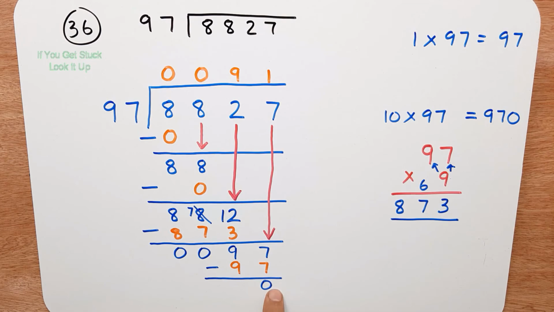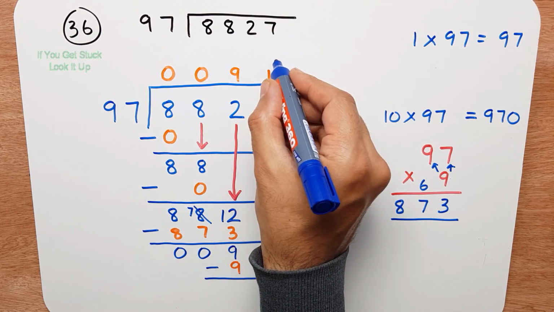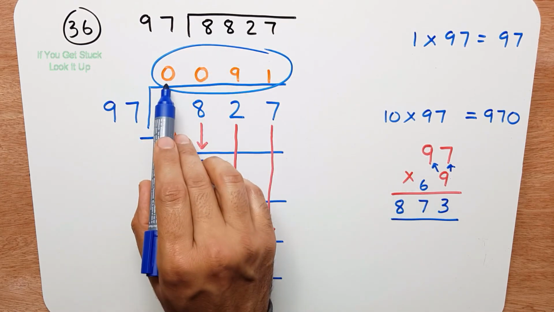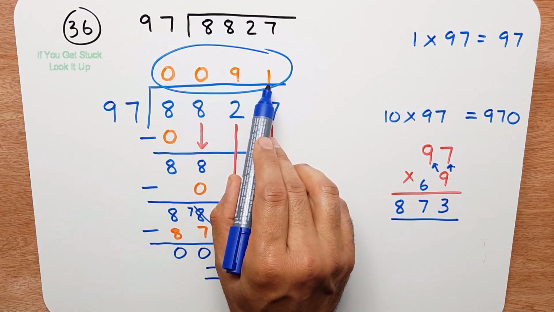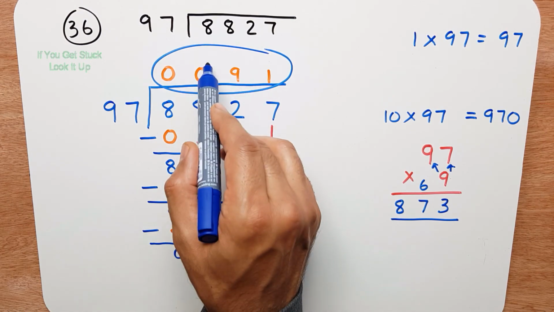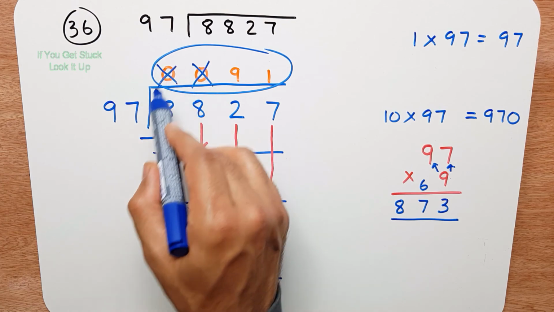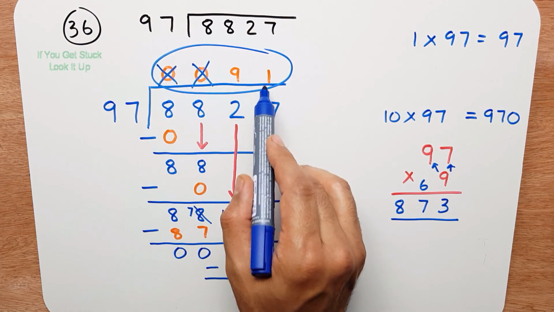So I have 0 remainder, and my answer is this up here, 0091. And what did we say about leading zeros? We can simply ignore those or cross them out. So our answer is 91.